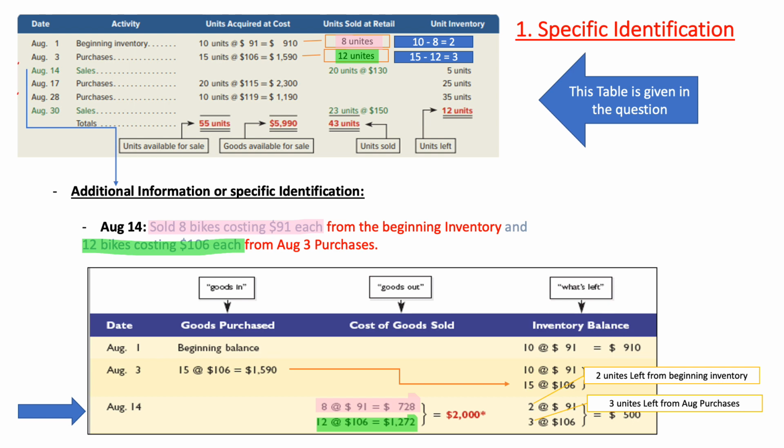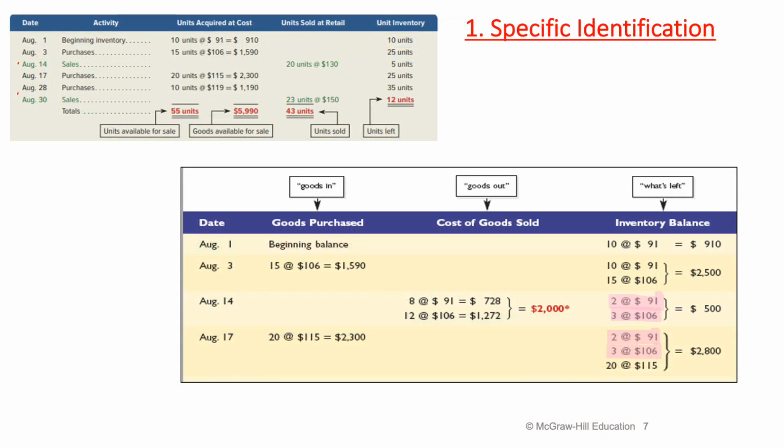Now let's move on to the next transaction. On August 17, the company did purchases. Remember, if the company purchases, I'm going to take the information from the table, and any purchases mean that it will increase my inventory. So the company purchased 20 units and each unit cost them 115. So it means that we have a total of 2,300.